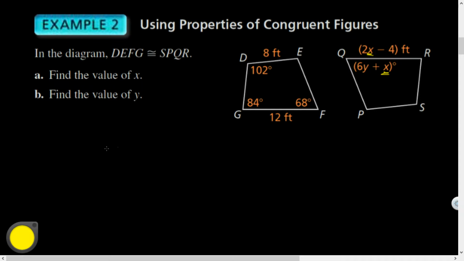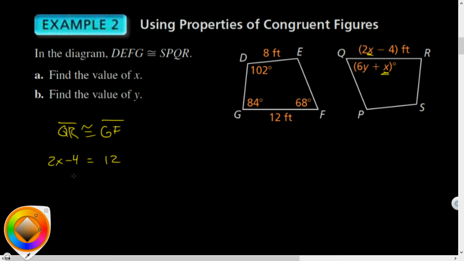All right, so QR is congruent to which side? Let's see, QR, FG, or GF. Yeah, I could see that. And if their segments are congruent, then their measures are equal. So 2x minus 4 is equal to 12. So I make that relationship, and now I solve, oh, good old algebra.